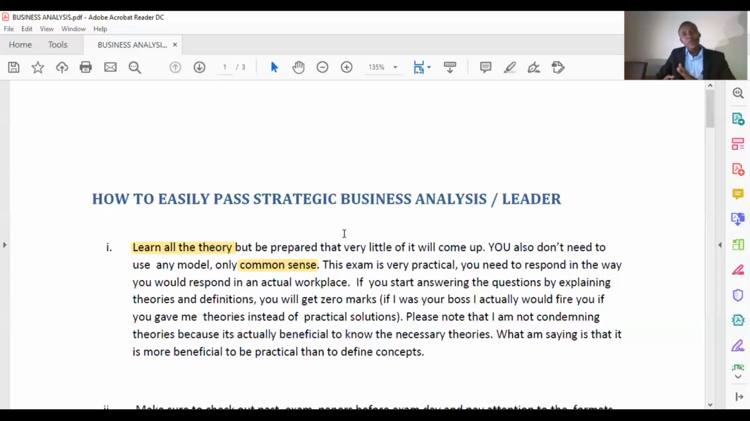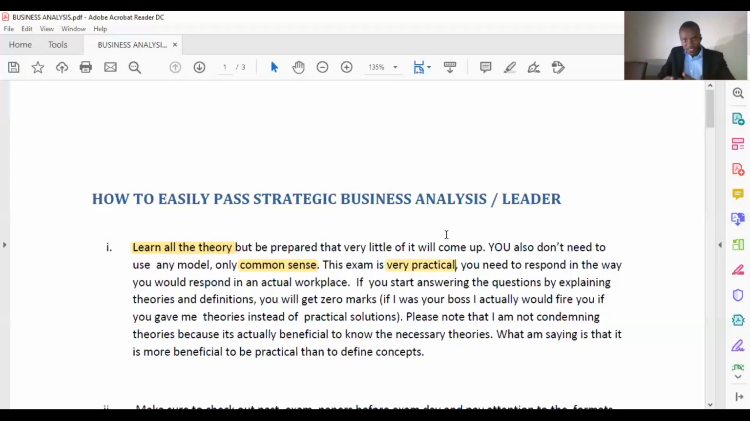The exam for Strategic Business Analysis is a very, very practical exam. It is different from these other exams. In fact, it's even more unique than Advanced Audit and Assurance, because in this exam, you need to respond in a way you would respond in an actual place of work. You must be the boss. You must be the manager. You must be an employee in this particular company.